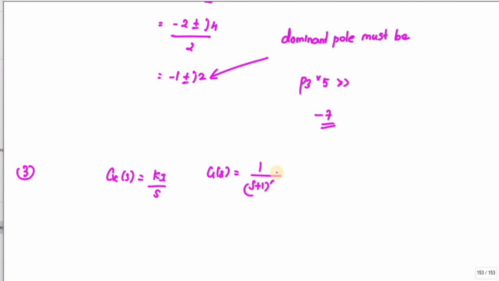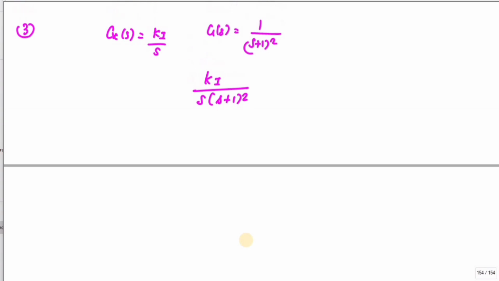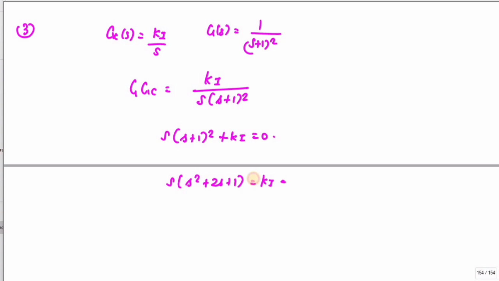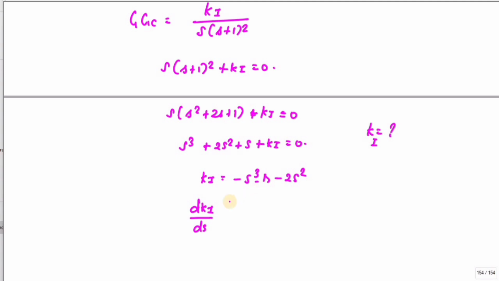My third question is GC of S, the compensator, is equal to Ki divided by S, and G of S is equal to 1 divided by S plus 1 the whole square. So G into GC is equal to Ki divided by S into S plus 1 the whole square. Equating 1 plus G into GC equal to 0, I will get S into S plus 1 the whole square plus Ki is equal to 0. So S into S square plus 2S plus 1 plus Ki is equal to 0, and S cube plus 2S square plus S plus Ki is equal to 0.